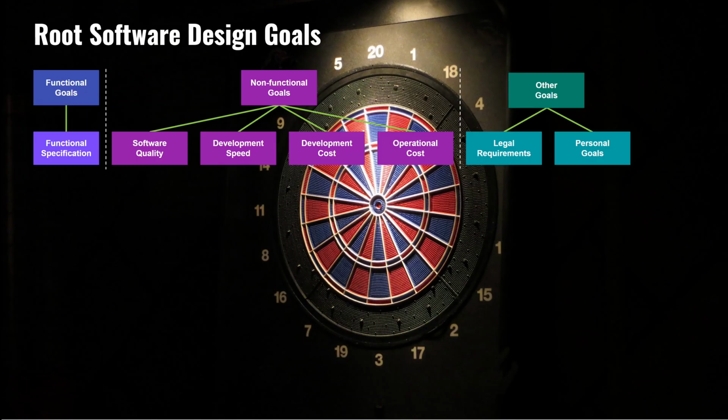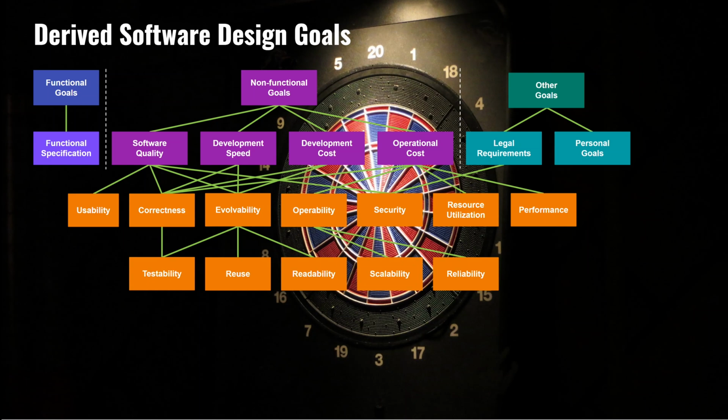All non-functional design goals tend to be derived from a core set of root design goals. The root non-functional software design goals tend to be similar across organizations and projects. The root non-functional software design goals, as I see them, tend to be overall software quality, development speed, development cost, and operational cost. From the root design goals, we have a set of derived design goals. And these derived design goals are goals such as usability, correctness, evolvability, operability, etc.